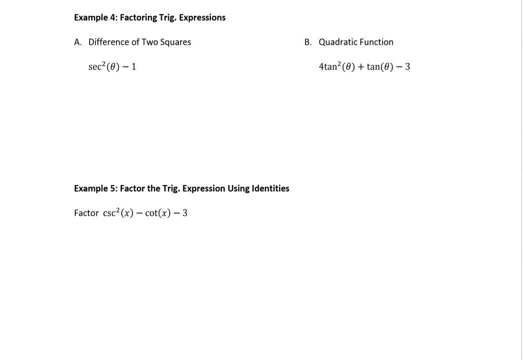If you see a squared term and a 1, you might want to think difference of two squares. When you go to factor this, what would multiply to give you secant squared? That would just be a secant times the secant. What would multiply to give you 1? That would be 1 and 1. And then because of that minus sign, we're just going to have a plus and a minus.